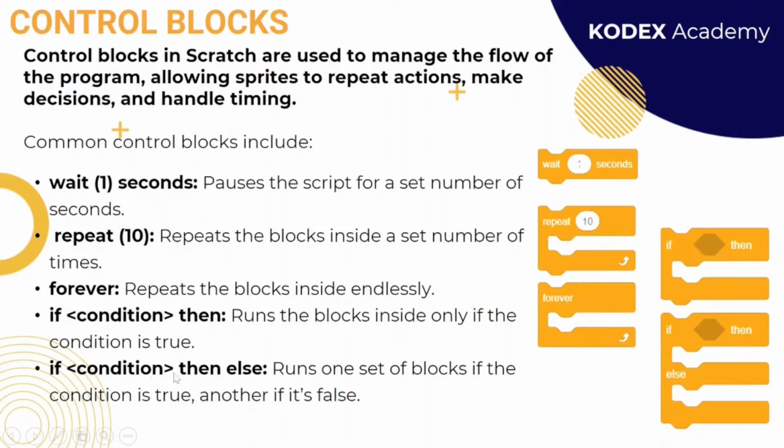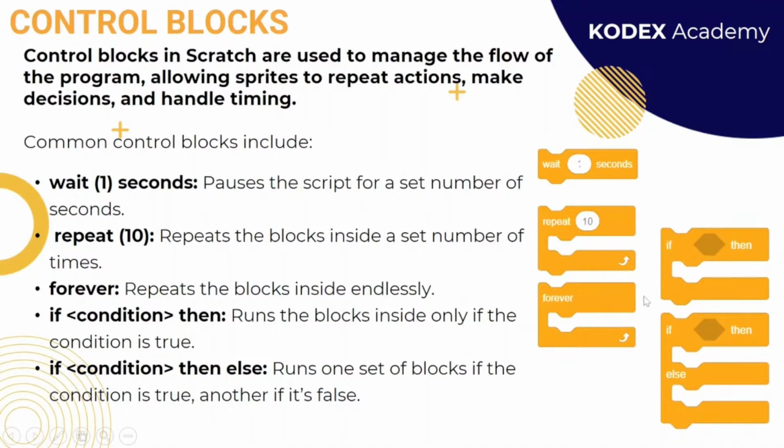Now the next one: if the condition is true, this thing happens, or if the condition is false, then another action will happen. Suppose in the same example, you mention if the score reaches 50, it shows you win, else you will lose the game. So here are two cases: one where the condition is true, and second, what will happen if the condition is not true. On the basis of that, a particular set of blocks will run, one when the condition is true and one when it is not true.